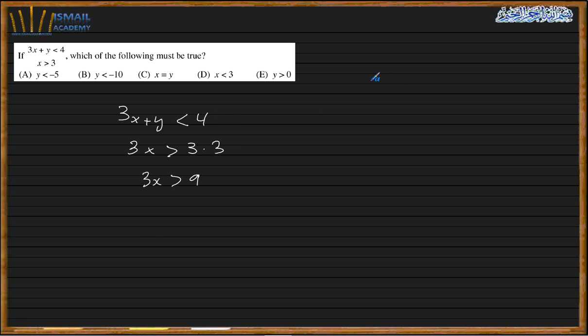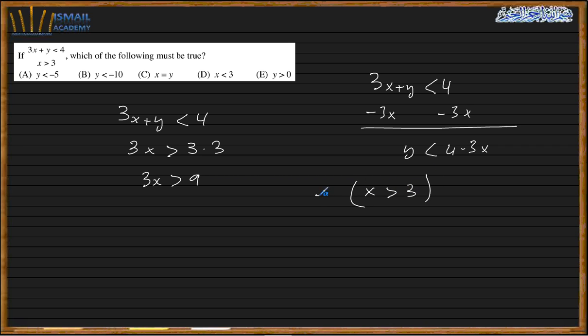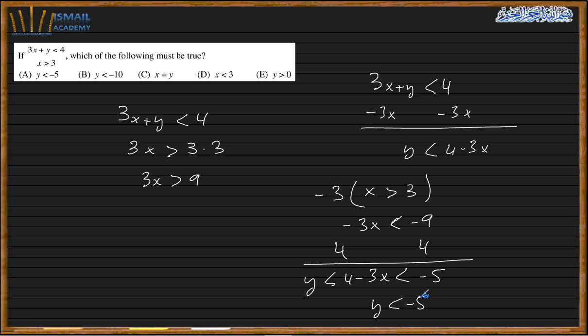You know what, let me do something else. So we have 3x plus y is less than 4. If I minus 3x on both sides, I got y is less than 4 minus 3x. Then let me start from here. We have x is greater than 3. I will multiply both sides by minus 3. I got minus 3x is less than minus 9. Then I will add 4 to both sides. So here I will have 4 minus 3x is less than minus 5. And we know that 4 minus 3x is greater than y. So which means that y is less than minus 5.